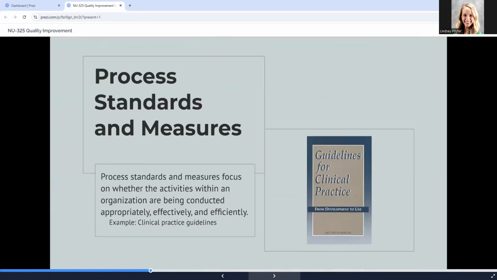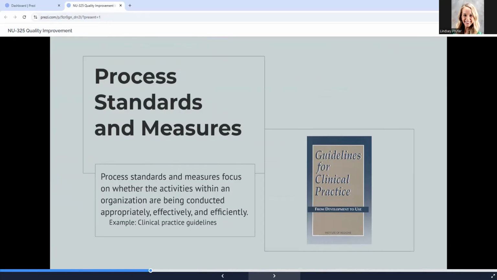Next is process standards and measures. So process standards and measures focus on whether the activities within an organization are being conducted appropriately, effectively, and efficiently. An example of this would be ensuring that advanced practice providers such as nurse practitioners, physician assistants, and physicians are following the appropriate clinical practice guidelines when it comes to prescribing medications.